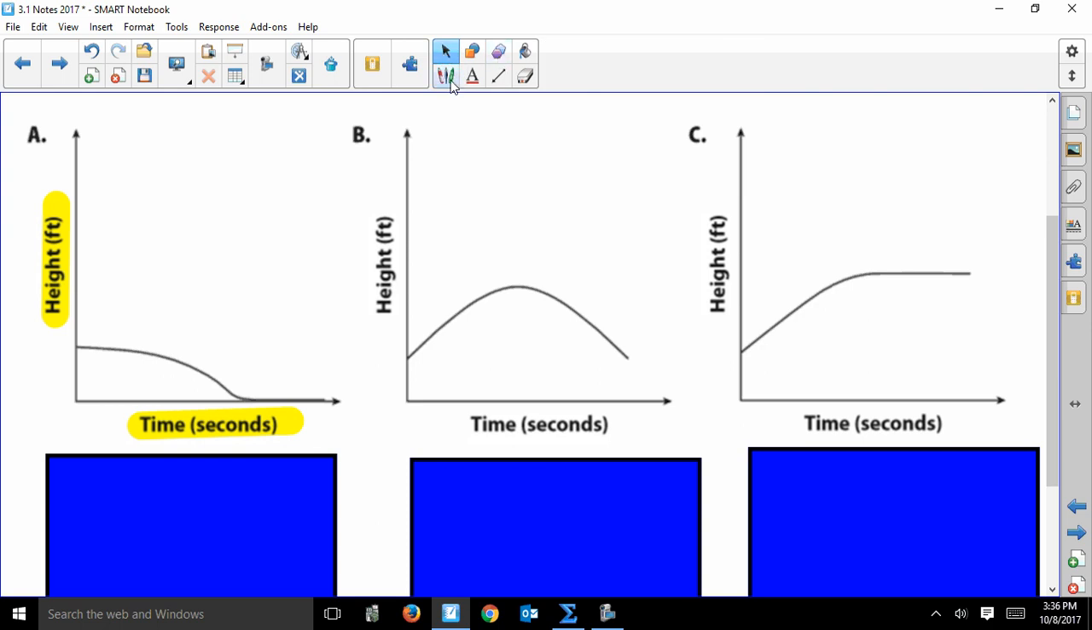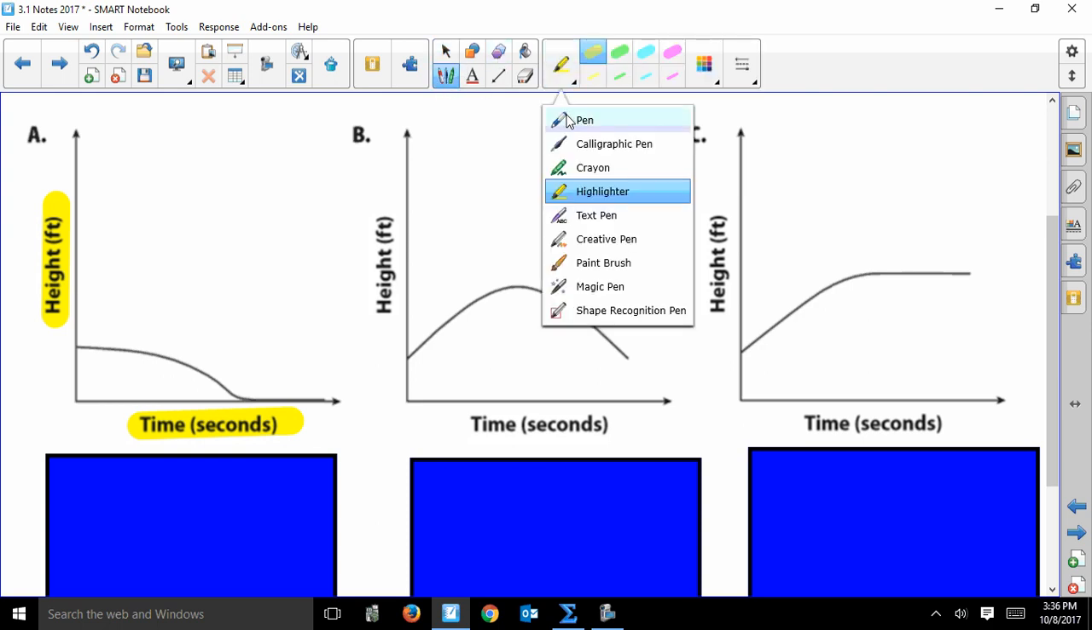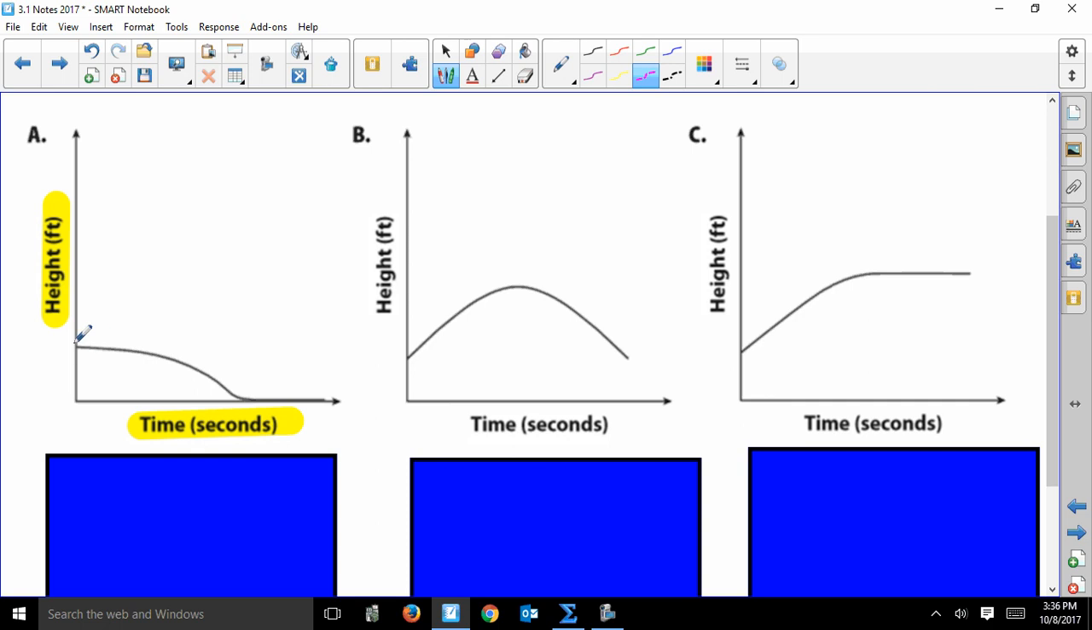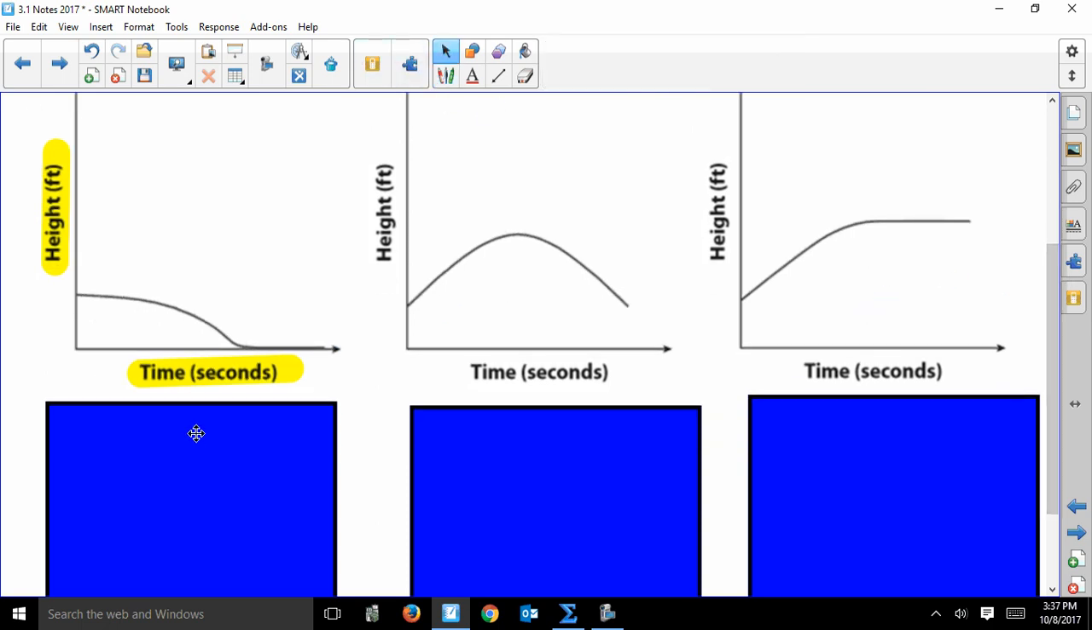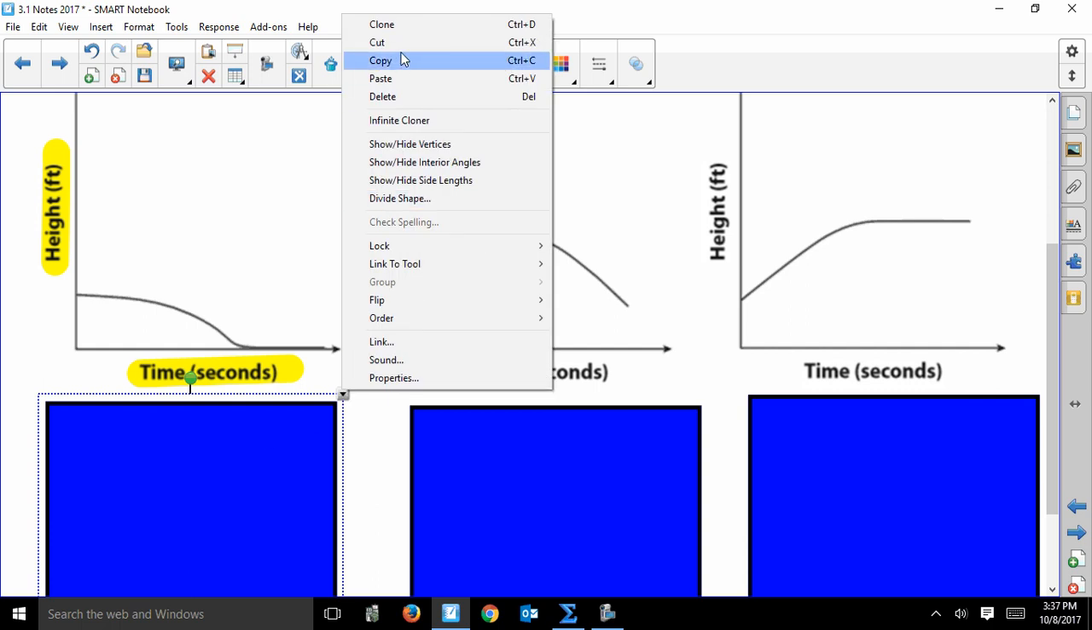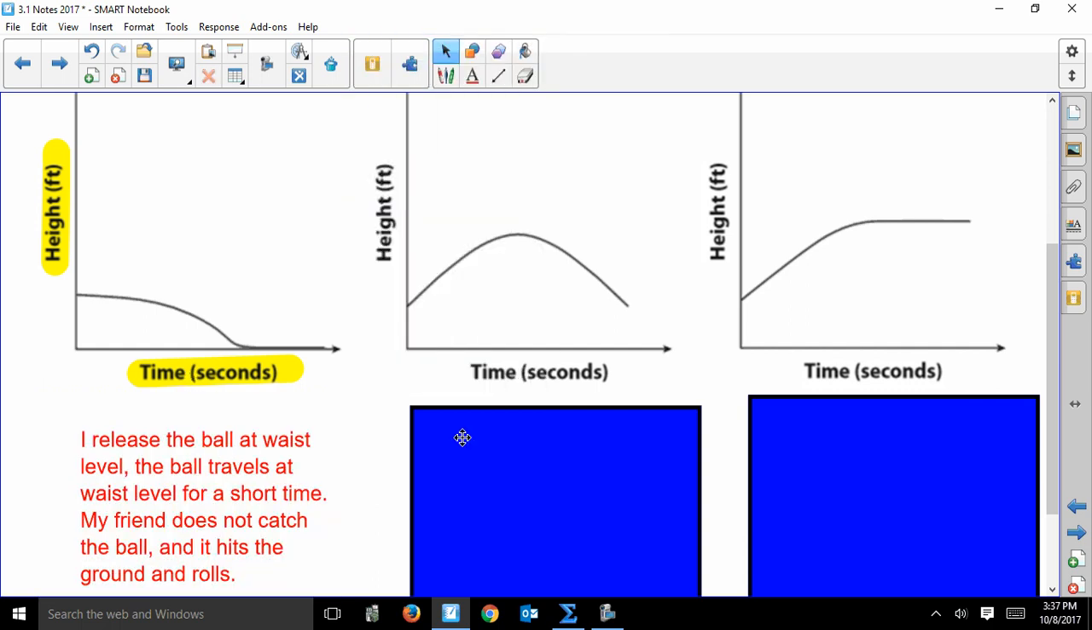So with the first graph, I notice that the ball is released and the height of the ball seems to stay pretty steady, and then it drops and it looks like it's rolling. So how could I describe what happened? Okay, I would describe that as I'm releasing the ball at waist level. The ball is traveling at waist level for a short time. My friend completely misses and doesn't catch the ball, and it hits the ground and it rolls.